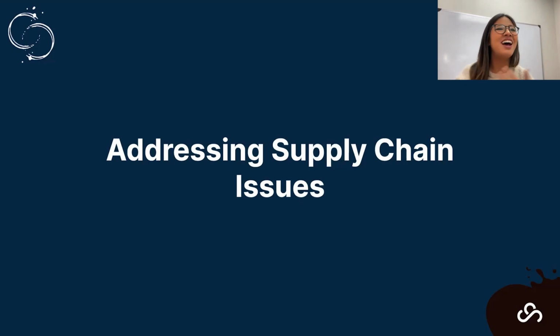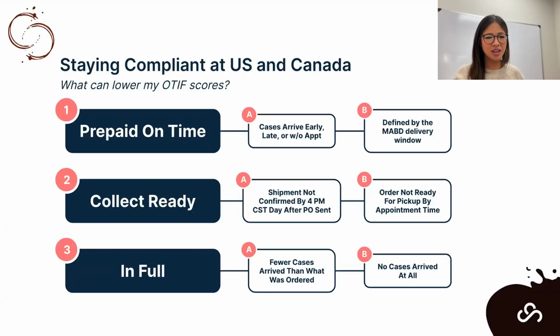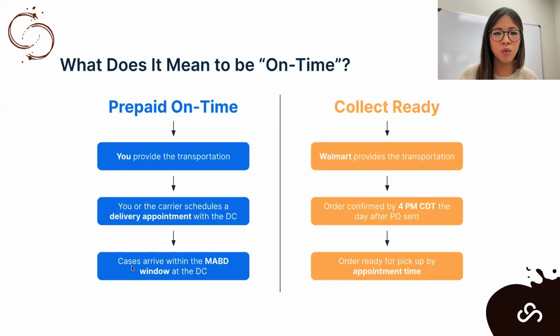So you are not getting as many deductions or as many OTIF fines, and in the US, and apparently Canada, as many SQUIP fines as well. So we're going to talk through a couple of the high level ones. Again, we've got a lot of content around this, so keeping it relatively high level today. But essentially, when we look at OTIF, because that's really the bastion when it comes to supply chain issues, you can be fined for not being on time as a prepaid supplier, not being ready as a collect supplier, and not shipping in full, whether you're prepaid or collect.